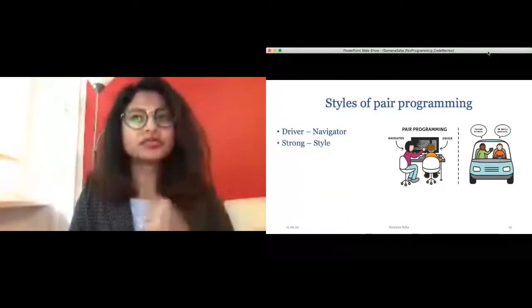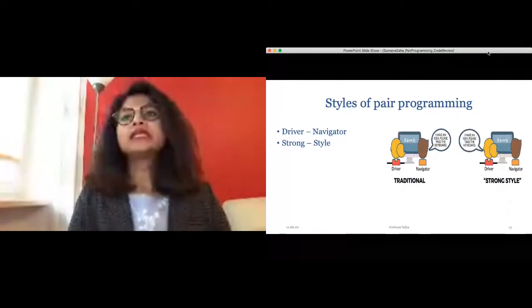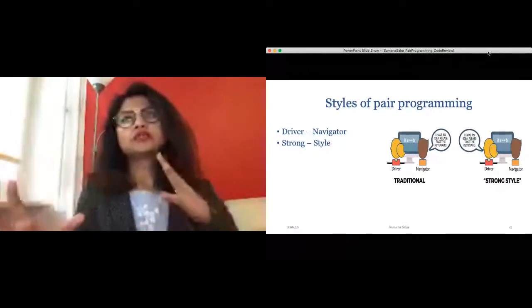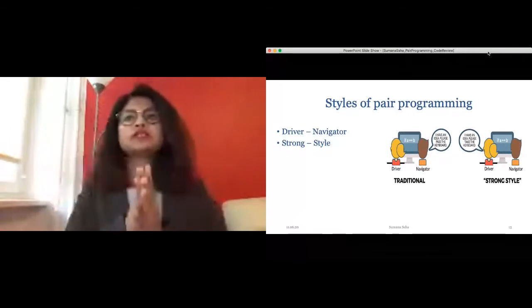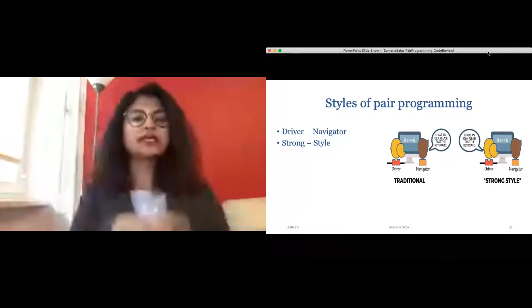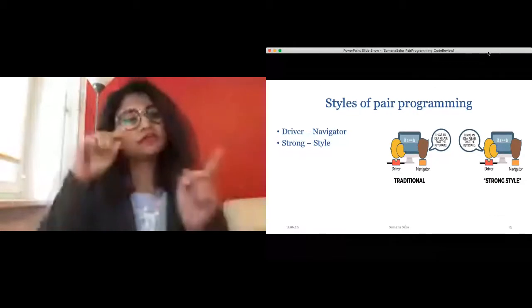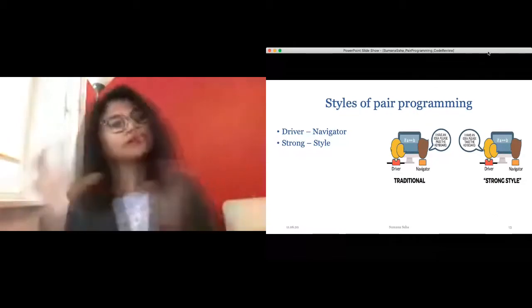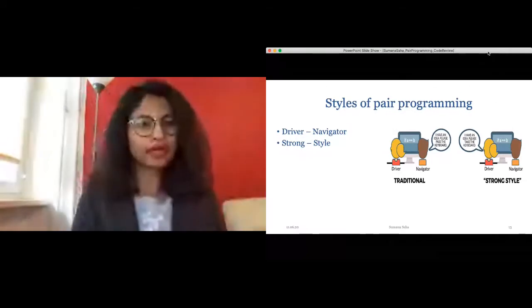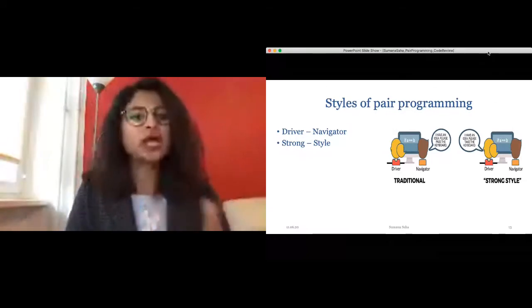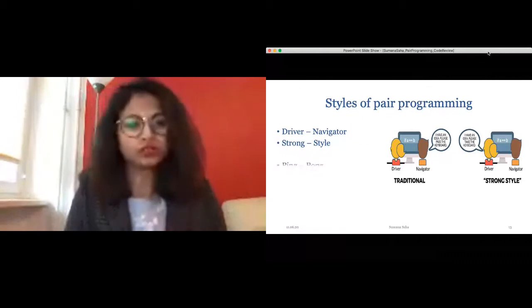Then we have strong style. Strong style is based on the driver navigator model: when the driver has some idea, he takes the keyboard and writes the code, and when the navigator has some idea, then he takes the keyboard and writes the code. This is strong style, meaning whoever has an idea can just drive the code or the solution.